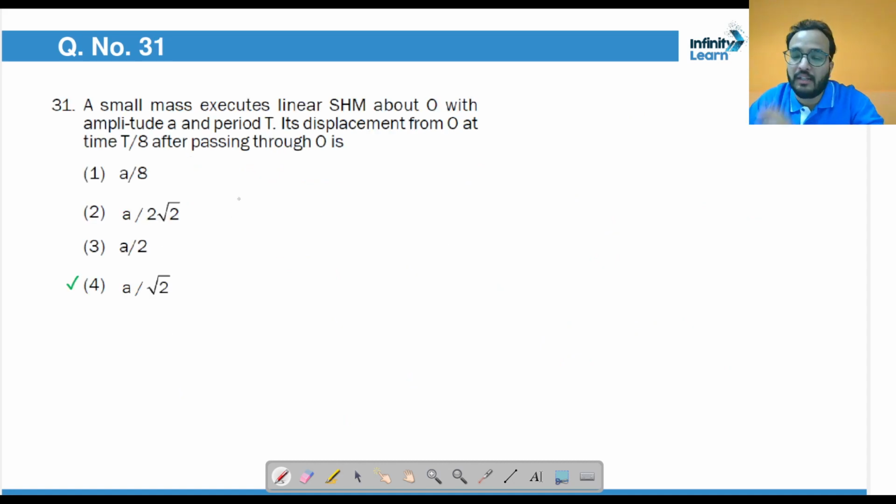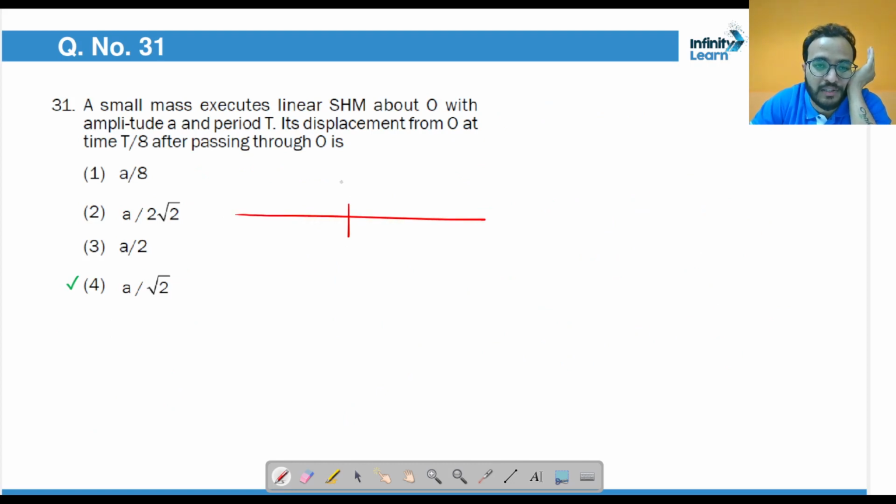31. This thing I want to tell you, students, just remember. Suppose this is the mean position, MIPO, this is the extreme position, expo, this is also the extreme position, expo.